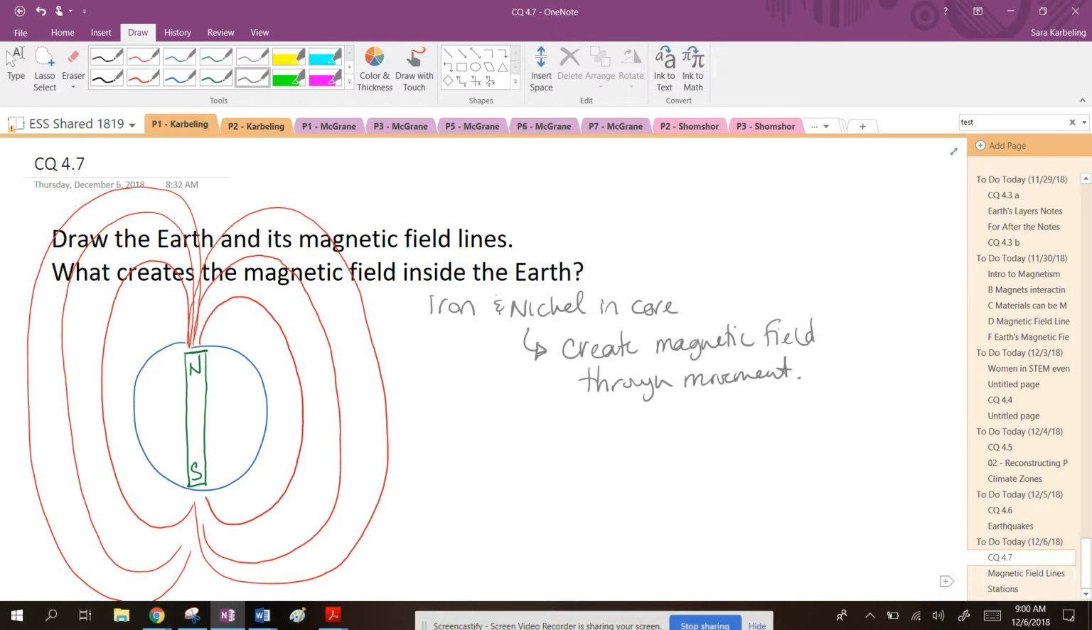I do want to show you, hold on just one second. I want to show you some computer models of what the magnetic field looks like right now, okay? As well as some other pieces. Gracie, you had a question.